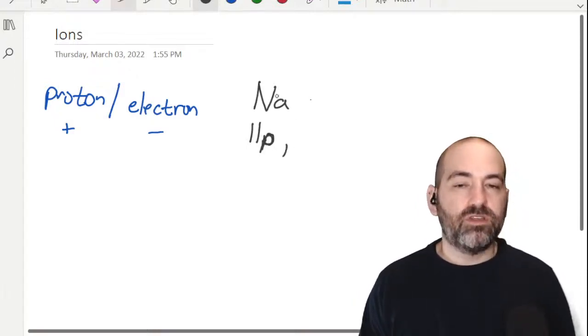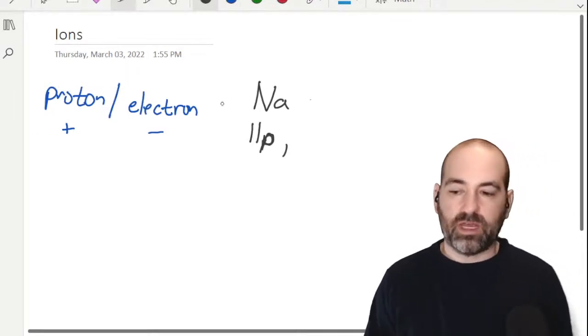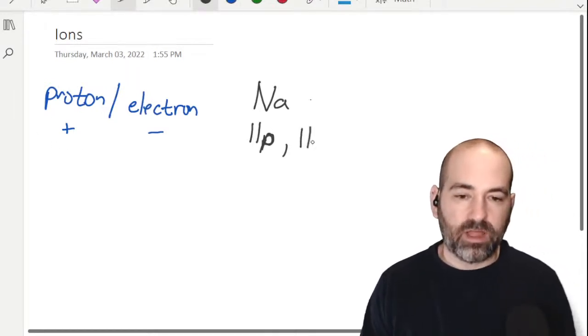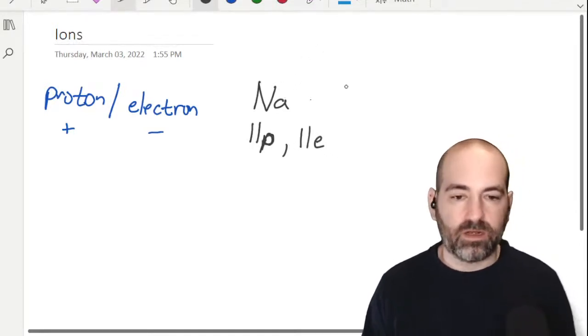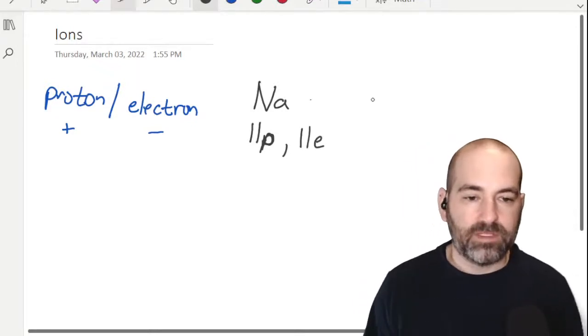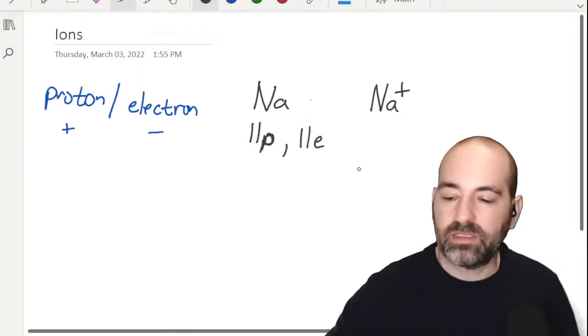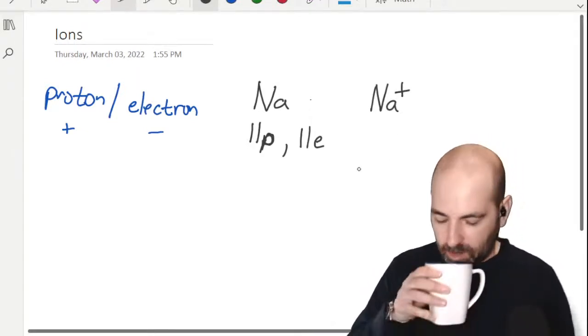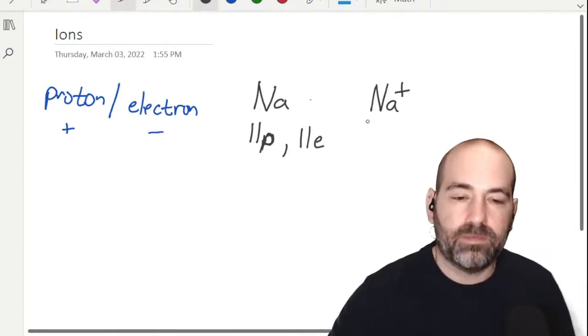And then if it's a neutral atom, if it has 11 positively charged protons, then it must also have 11 negatively charged electrons, so that the overall charge is 0, and there's nothing written in this upper right-hand corner. Now, if instead we were looking at a sodium ion, sodium has a +1 charge as an ion, and we'll talk about how you figure that out in a minute.